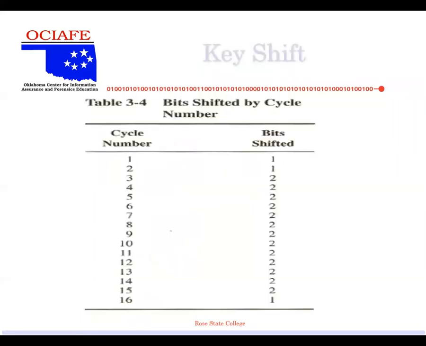Okay. Now let's talk about the keys. The keys shift on each cycle. So say we got a 56-bit key all lined up. Well, every cycle it shifts by 1. Shifts by 1. Okay?